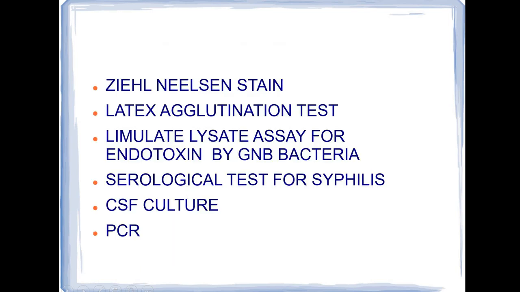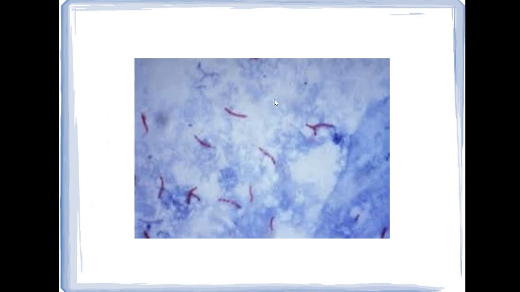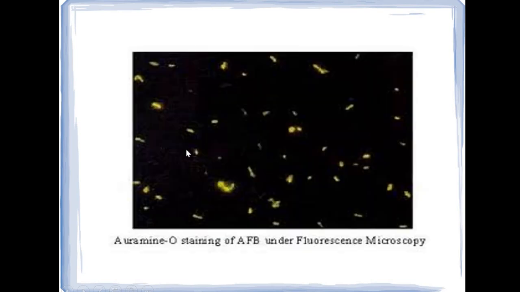The other tests which we can do are the Ziehl-Neelsen stain, latex agglutination, and a serological test for syphilis, and then you can also do a culture to identify which organism it is. And last of all, you can always do a PCR if the viral load is very low. This is a Ziehl-Neelsen stain, where we can see the acid-fast bacilli as long rods. This is the rhodamine stain, the fluorescence method, again to pick up the acid-fast bacilli. So all these are the fluorescent bacilli.